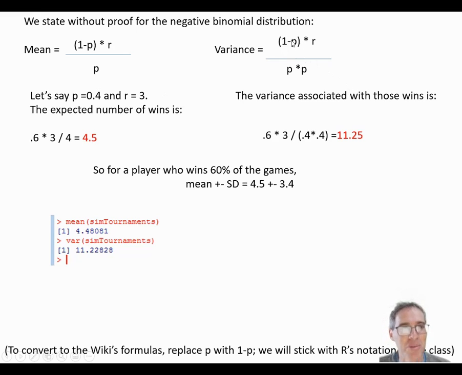The variance is going to turn out to be (1 minus p) times r over p squared. Notice the variance is actually quite high, and this is going to be the main feature of the negative binomial distribution: the variance is always higher than the mean. So if you can win 60% of your games, and you're kicked out of the tournament after 3 losses, the mean is going to be 4.5, but the variance of the number of wins that you can expect is actually quite high at 11.25. So for a player who wins 60% of the games, the mean plus or minus standard deviation is 4.5 plus or minus 3.4. Right? So there's a higher amount of variance in the negative binomial distribution than in a straight Poisson distribution, which is to say that the variance is always higher than the mean.